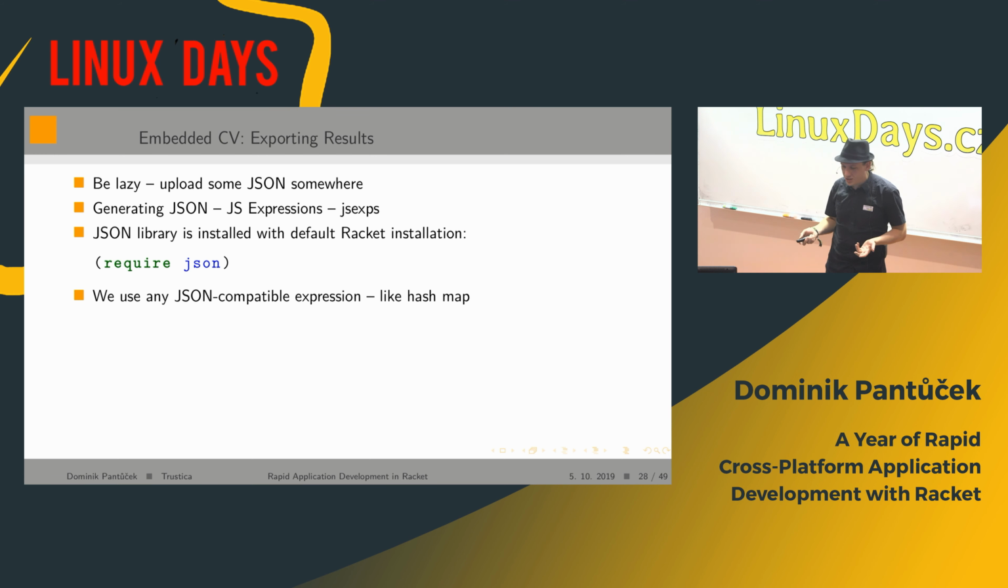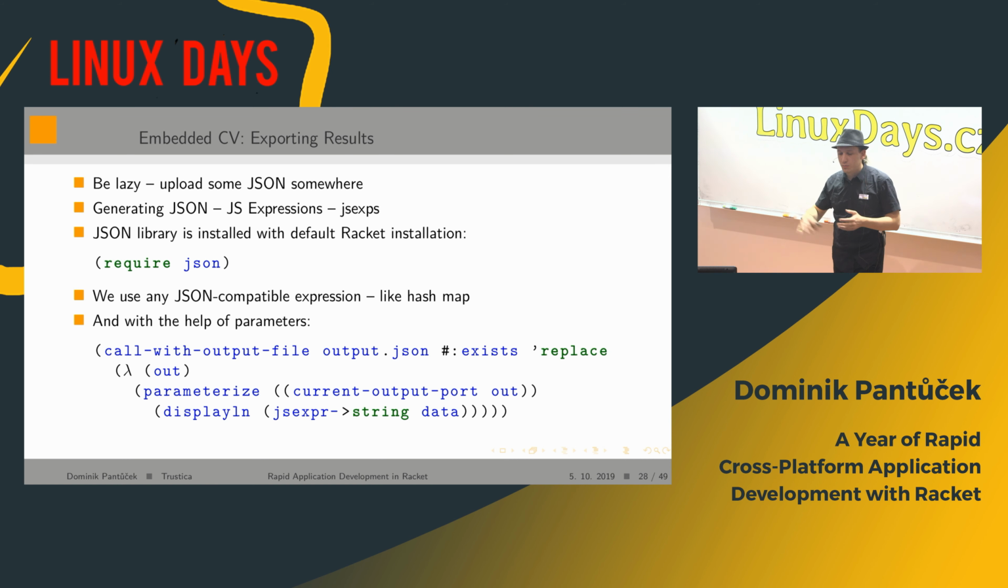So we use any JSON compatible expression like a hash map. And with the help of parameters, we just output it wherever we want. For example, in this case, to an output file. So there's a variable called output.json. In that variable is going to be some file name. If it exists, it's going to get replaced. And once again, we provide some lambda function which accepts just one parameter, and that's the output, basically the handle of the stream. And using parameterize, we just use the same display line, but now it's going to go inside the file.